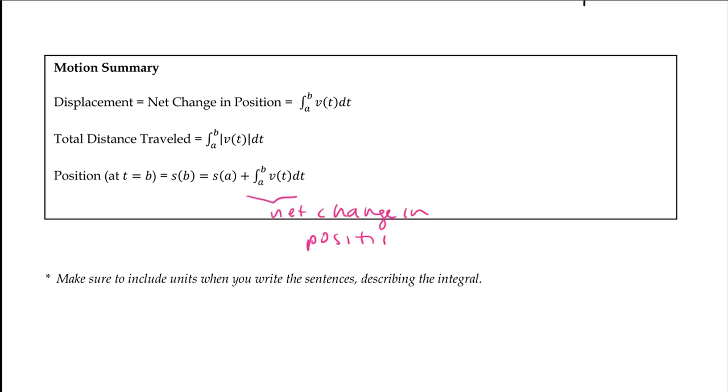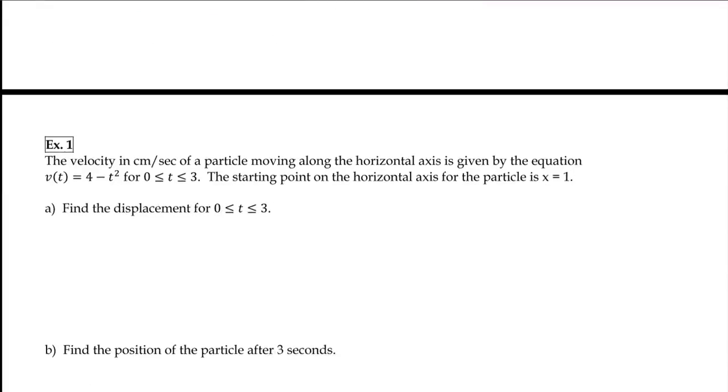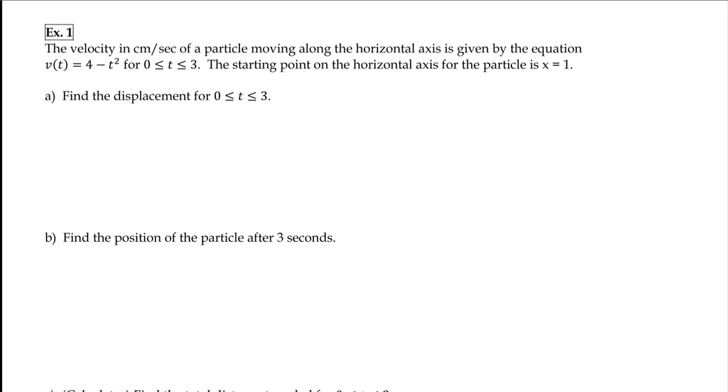And then the beginning part is the position at t equals a. Okay, going on to example 1. Reading through this, it says the velocity of a particle moving on a horizontal axis is given by this equation. So we're dealing with velocity. We have a restricted domain here, and they tell us the starting point on the horizontal axis for the particle is 1. That means the starting position is 1, since the time goes from 0 to 3.